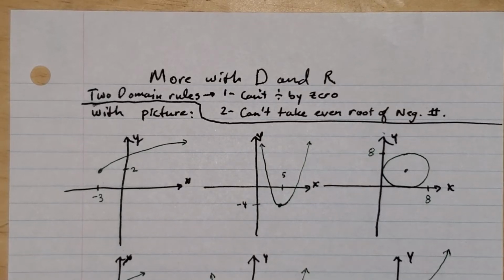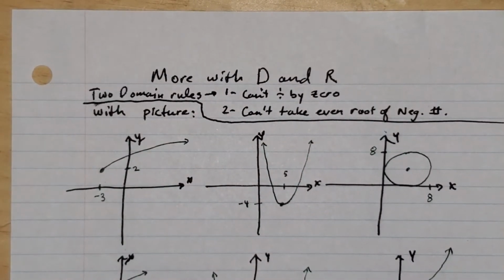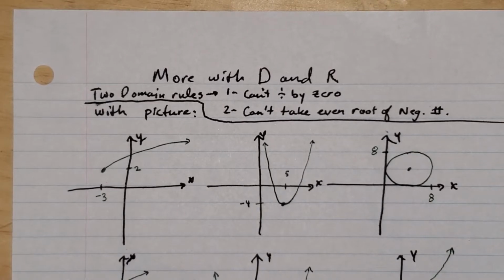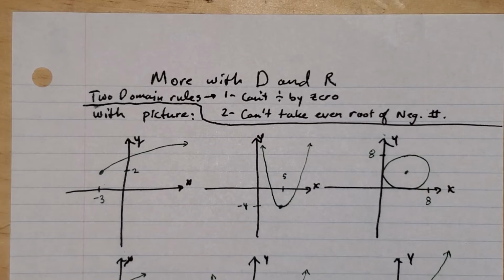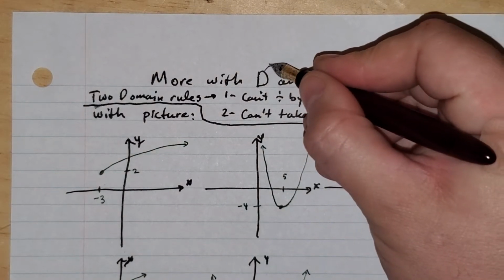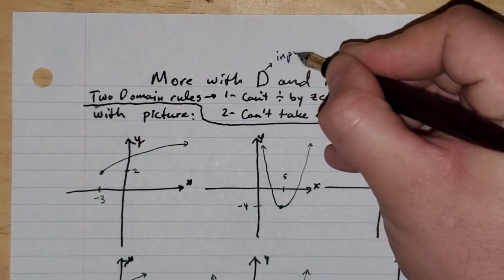All right, guys, so a little bit more with domain and range. Because again, I think folks struggle with this and it's not as hard as they make it out to be. So first thing with domain and range, remember domain, right? I just shorten it to D because I'm kind of lazy. Domain is your input, okay?